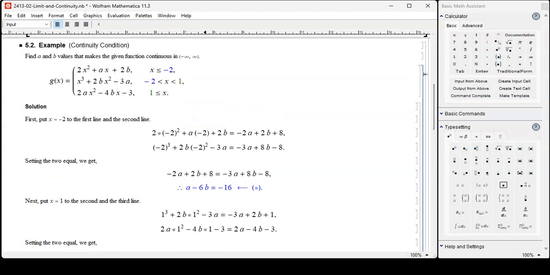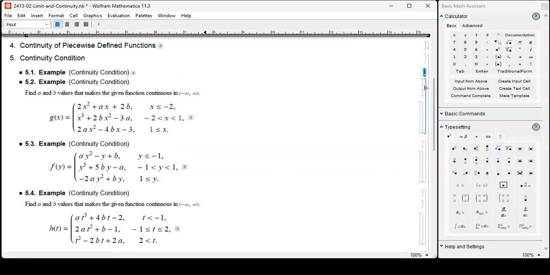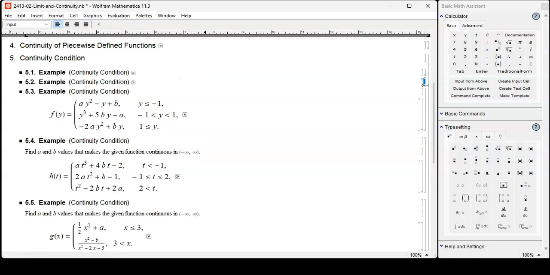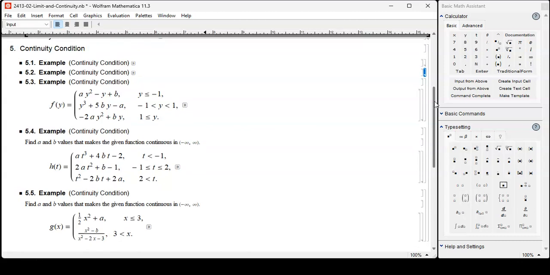Too long to fit everything into the same viewing window. Okay, we have a couple more. This time, would you like to set up and do it completely? Okay, did you get it done? Stop the playback and get it done. Okay, all done? Well, plug in y equals to what and y equals to what?